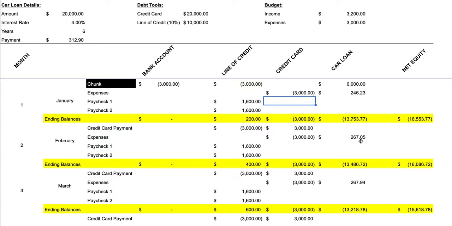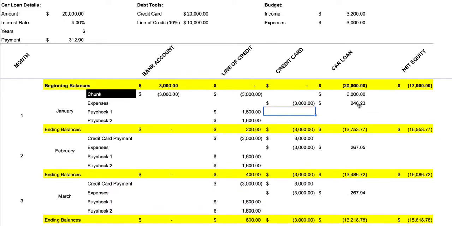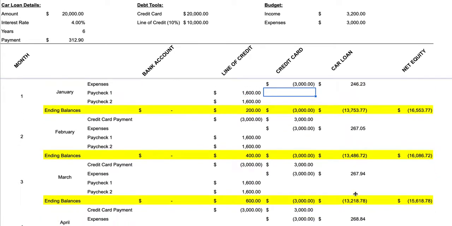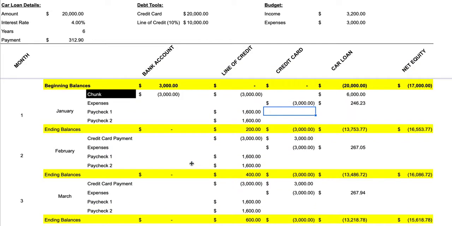And then this $267, this is the principal part from the payment. So not only did you make that chunk, but every month you're also making payments to decrease the car loan amount, right? Now just keep in mind, the first chunk you made was $3,000. So if you have $200 every month, you're building your line of credit back up by $200. It's going to take you 15 months to build that back up.